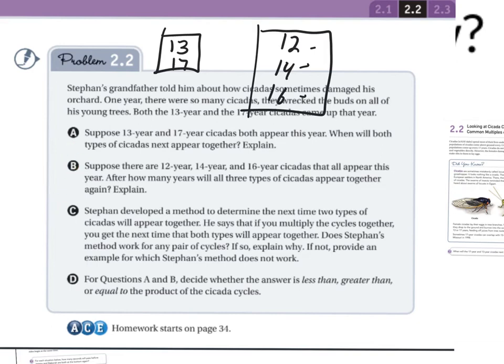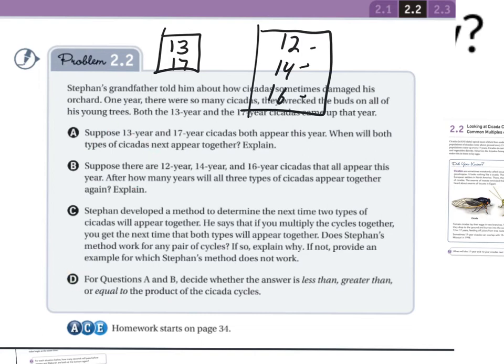C, Stefan developed a method to determine the next time the two types of cicadas will appear together. He says that if you multiply the cycles together, this would be a cycle, this would be a cycle, you get the next time both types would appear together. Does Stefan's method work for any pair of cycles? If so, explain why. If not, provide an example for which Stefan's method does not work. So for pairs, is it possible just to multiply the two numbers together to tell how many years it'll be before they both hatch again at the same time? That's a good question.